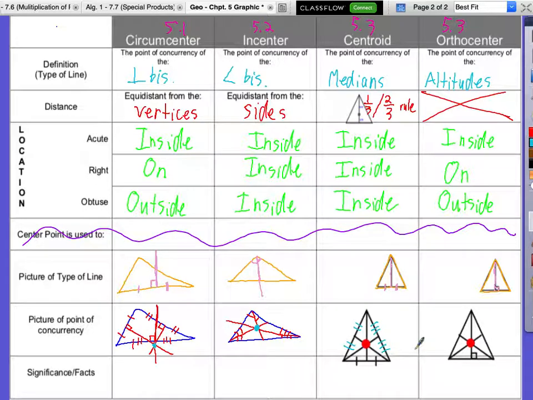Then for our orthocenter, when three altitudes meet, they all form right angles. So we should probably draw in those right angles with the opposite side. Now the orthocenter, this one happened to be inside.